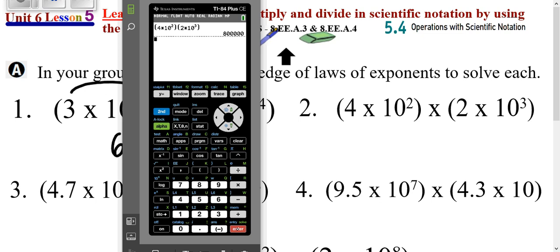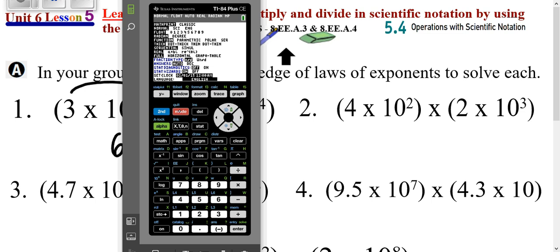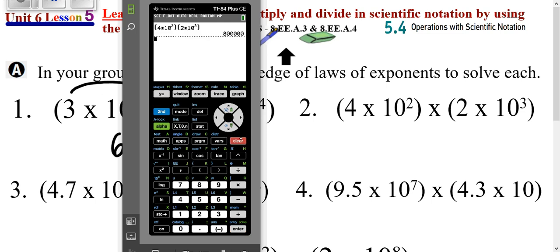And just remember, if they give it to you in scientific notation, they want the answer in scientific notation unless they say standard. So I'm going to have to go to mode and move it into scientific notation mode, and I'm going to have to go back to that screen. I didn't want to do that. So I have it in already, and that is basically it.